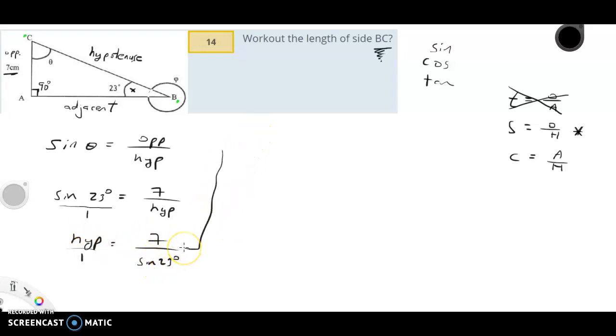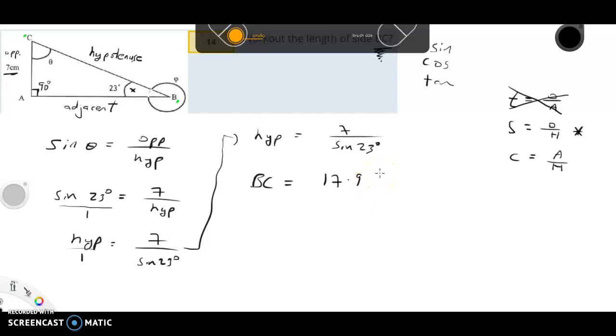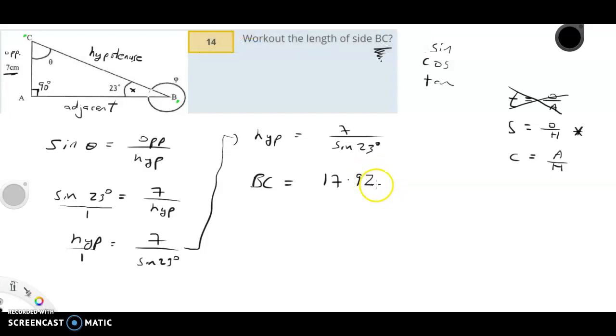So going back up here, HYP over 1 is the same as the hypotenuse. That equals 7 divided by sine 23 degrees. So we get our calculator and go to the fraction key, 7 on top and sine 23 below. Press equals, and I come up with 17.915. So BC equals 17.915, and if I'm going to round that to 2 decimal places, we can call that 17.92, and our units are centimeters.